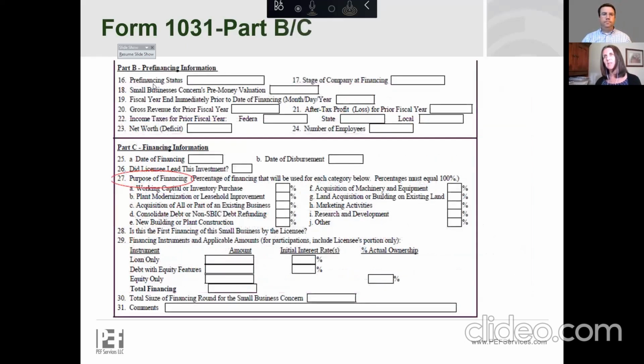And parts B and C of the Form 1031 are again similar to the 468 portfolio company financial information. This is the financing information for the current investment. So the purpose of financing is on the 1031 for each financing that they do. And then it gives high-level details of what type of security it is, the interest rate for loan and debt instruments, and the ownership percentage for equity investments.